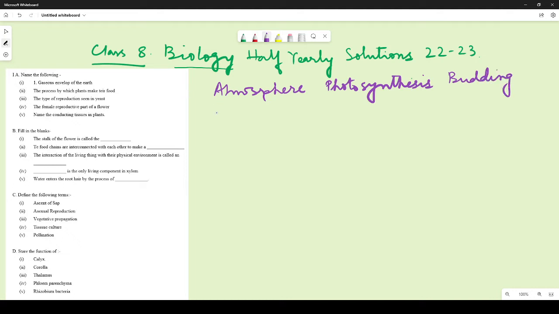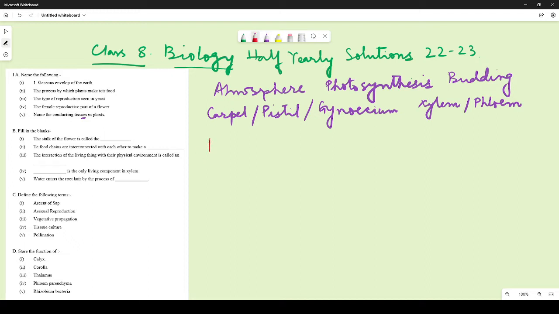The female reproductive part of the plant, you can write carpel or pistil, or you can also write gynoecium, right? Name the conducting tissues in plants. We know that very well. They are the xylem and the phloem. So you have to mention both of them because it says conducting tissues, right? Now fill in the blanks.